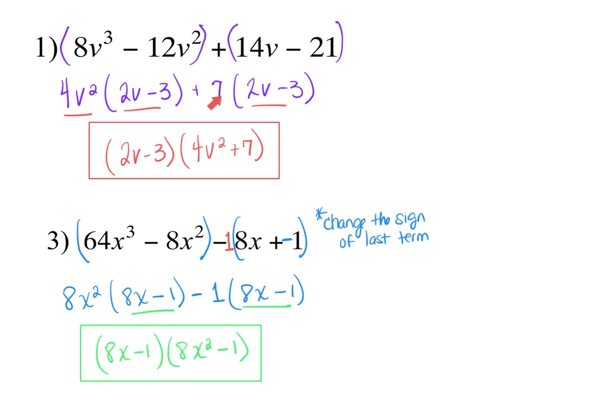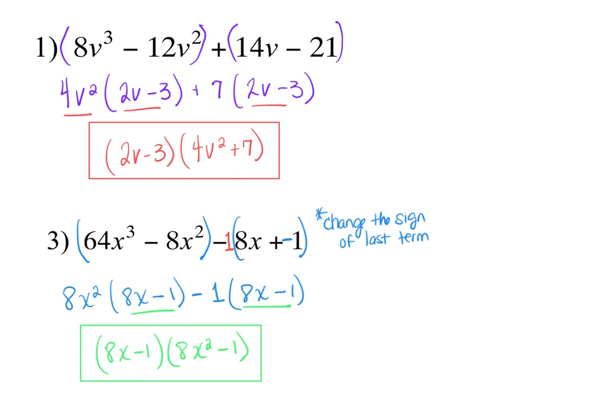Between the 14 and the 21, you could take a 7 out. None of the variables could come out. So 14 divided by 7 was 2 with the v left over. 21 divided by 7 was 3. And then, of course, my group in common was the 2v minus 3, which I took out. And what was left over was the 4v squared plus the 7. So this is my factoring.